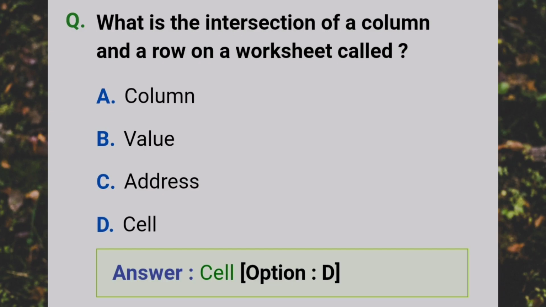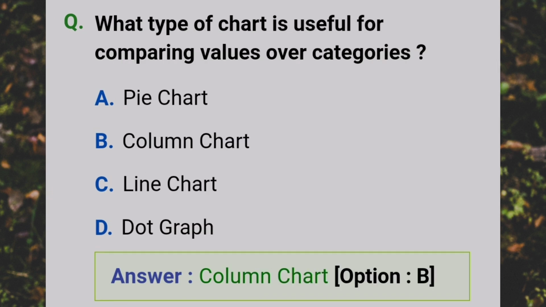What is the intersection of a column and a row on a worksheet called? Answer D. Cell. What type of chart is useful for comparing values over categories? Answer B. Column chart.